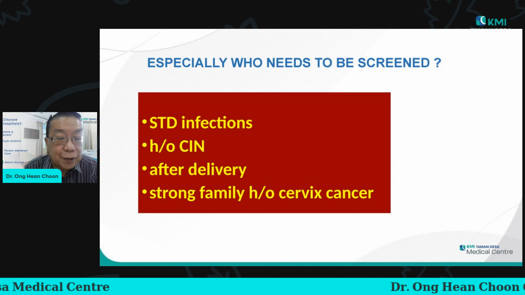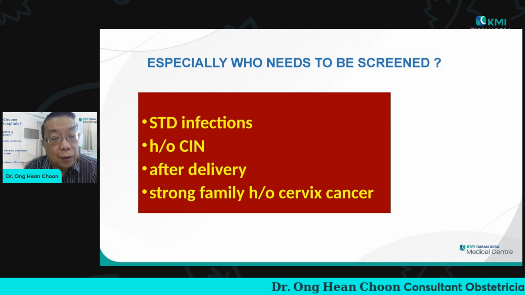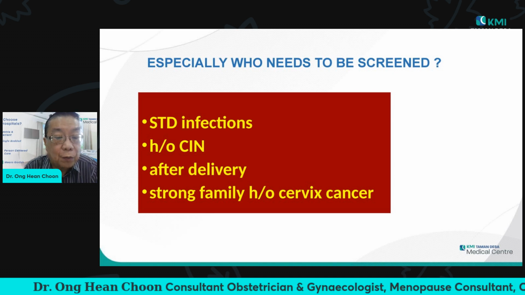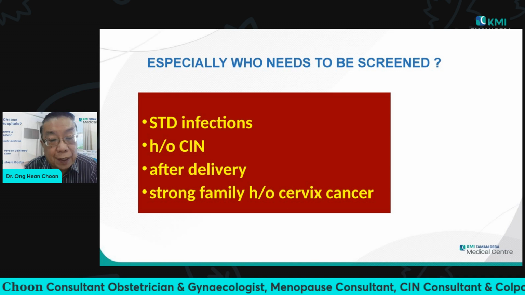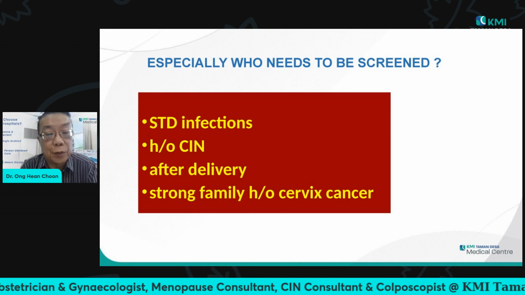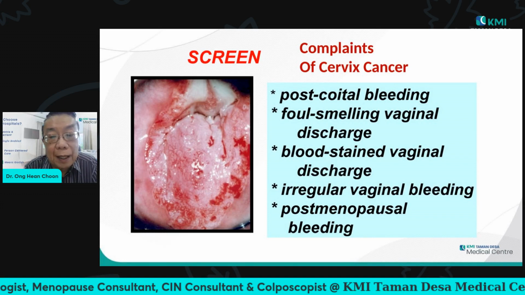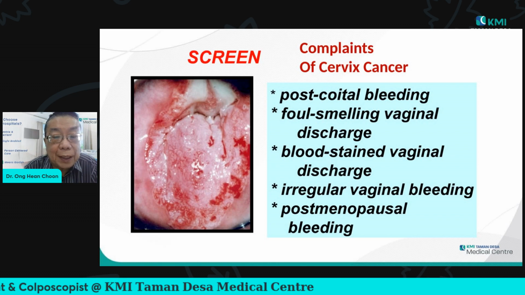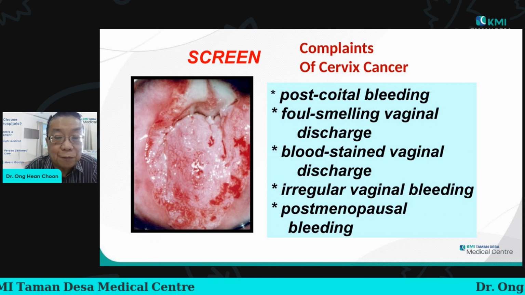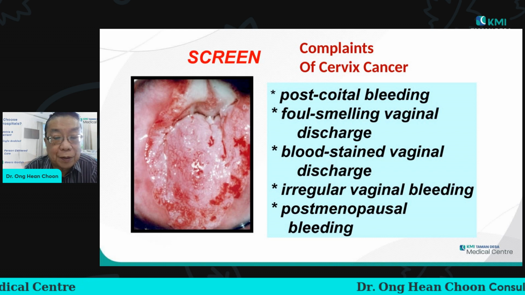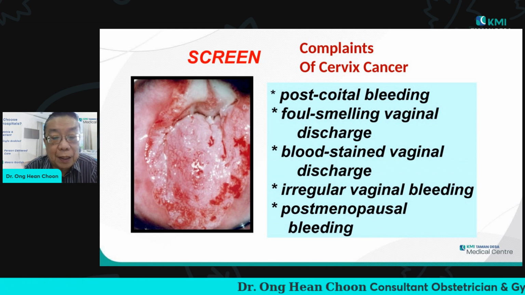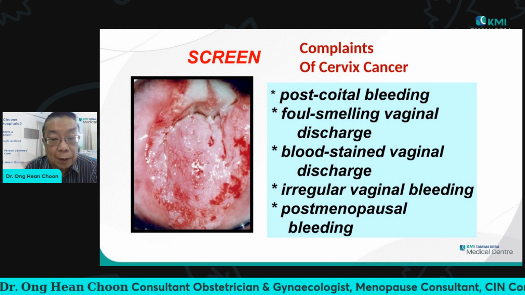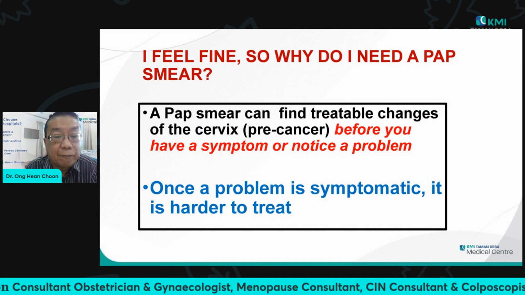Those with STD infection, history of CIN, we also recommend that after delivery, women should be screened, and especially those women with a very strong family history of cervical cancer. So these women should be screened with the pap smear. And definitely, if a woman complains of postcoital bleeding, like what I mentioned earlier, foul smelling vaginal discharge, blood-stained vaginal discharge, irregular vaginal bleeding, and postmenopausal bleeding. So these women form a very important group for screening.